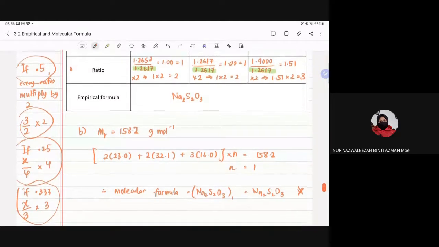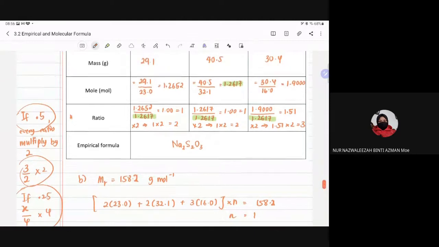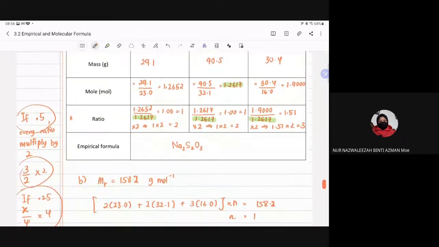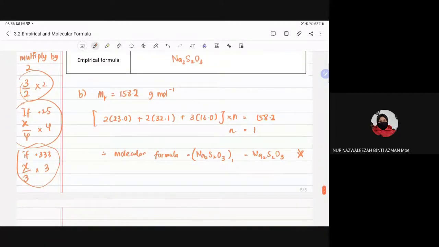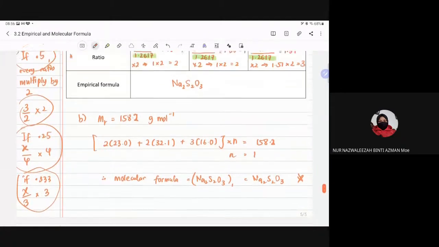Okay, ada pertanyaan tak? Does anyone have any question? Maybe something that has to do with the ratio, the magic ratio ni? Ada? Any question? Kurang faham yang part special. Okay, part special tu. Okay, Caesar.